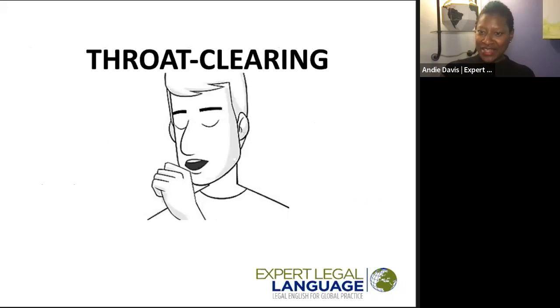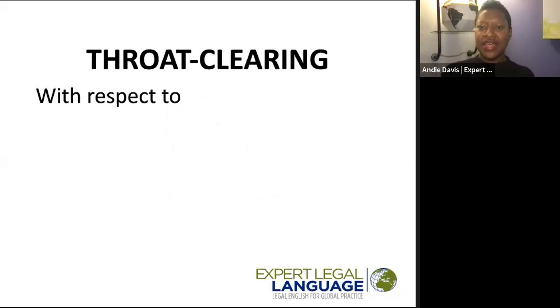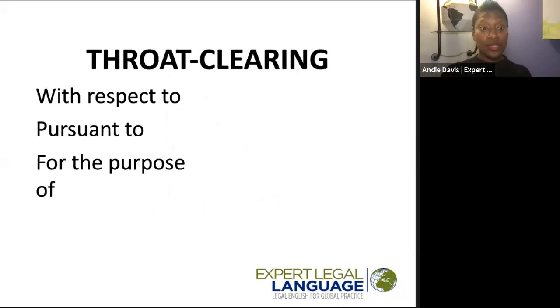The next habit I'd like to address that we lawyers are often guilty of is what I call throat clearing. And this is, you know, those wordy transitions or prefaces or turns of phrase that we often see, but could be condensed into fewer words. Examples like with respect to, pursuant to, for the purpose of. In all of these examples, and probably many more that I could share with you, there's simpler, just sleeker ways to say what you mean.